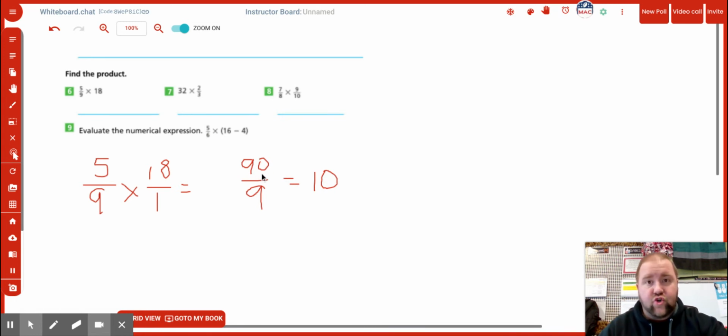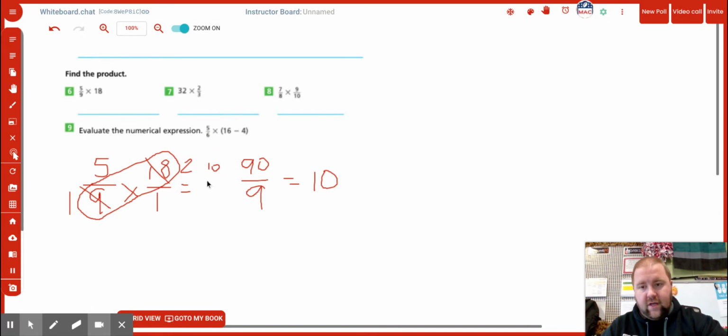Now, there's another strategy that we use called cross-simplifying. We look at these numbers 9 and 18, and we try to do simplest form for 9 and 18, and we want to divide them by the largest number that they both can be divided by. So 9 and 18 can both be divided by 9. So 9 divided by 9 would be 1, and 18 divided by 9 would be 2. So now I do 5 times 2, which would be 10. 1 times 1 would be 1, and it still gives me the same answer.